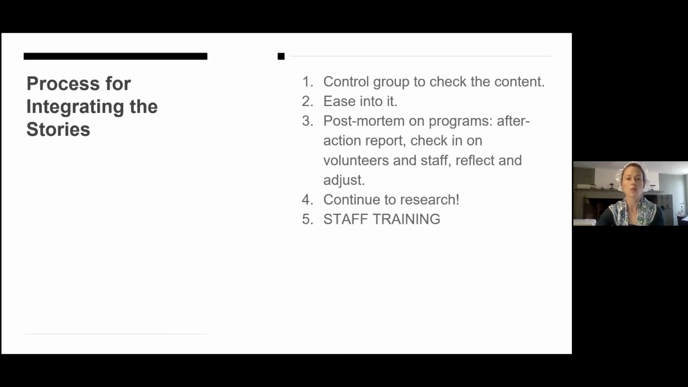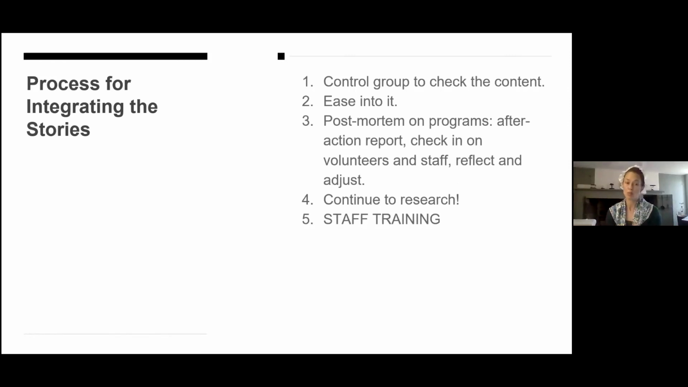And then when we put our programs out there, we usually pick a teacher that we know we work well with as our control group, so that we get good, solid feedback from a teacher we already know how to work with. We ease into it. We do short stories or small pieces of information at first before we really build out a full storyline.